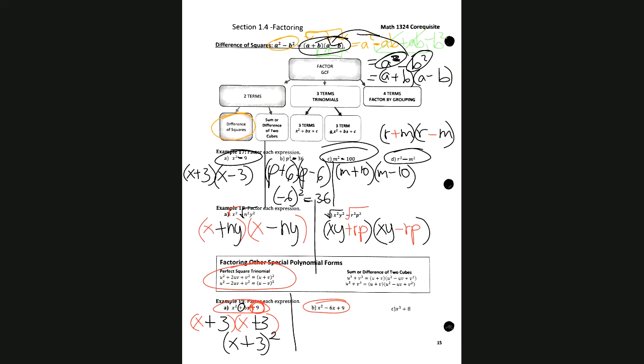Now, the next one is kind of similar. Except that in this case, both signs will be the same, but in this case, both of them will be negative. So we can write this as x minus 3 square.